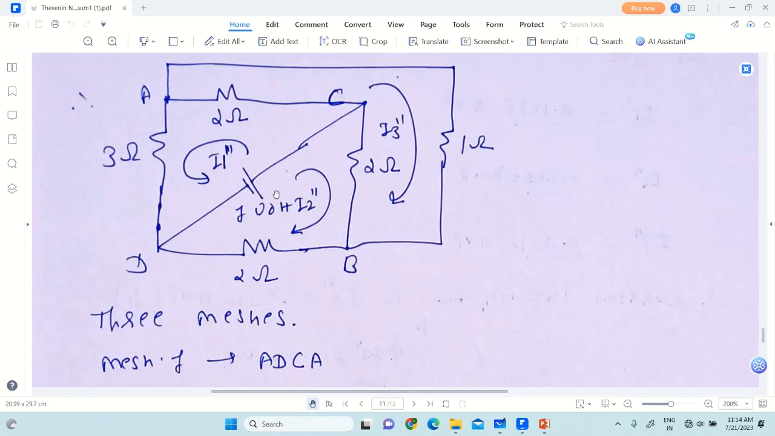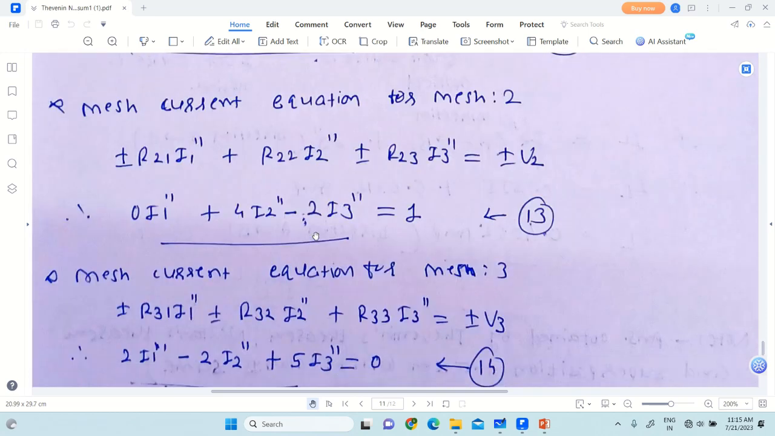Second mesh. Now for this 1 volt source, the current will flow from positive to C, C to B, B to D and back to negative. Current will be flowing in clockwise direction. And the direction of second mesh current, that is I2 double dash, is also clockwise. So both the directions are same. So we put the positive voltage source. We consider positive value of the voltage source. So it is plus 1 volt.